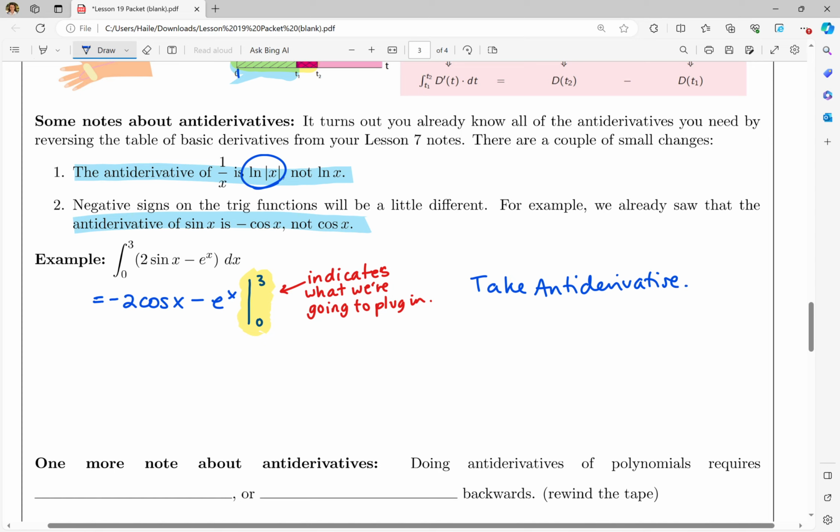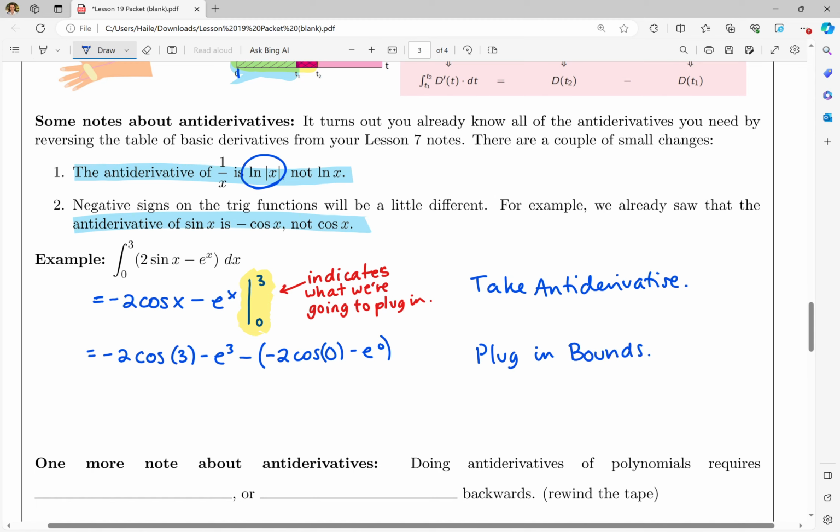All right, step 2, we're going to actually plug in our bounds. I'm going to start by plugging in the upper bound. So I'm going to have negative 2 cosine of 3 minus e cubed minus, now I'm going to subtract off the same function with the lower bound plugged in. So we have minus 2 cosine of 0 minus e to the 0. In this step, we plugged in the bounds.